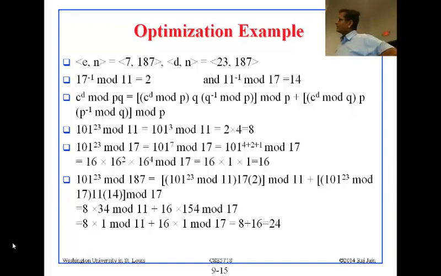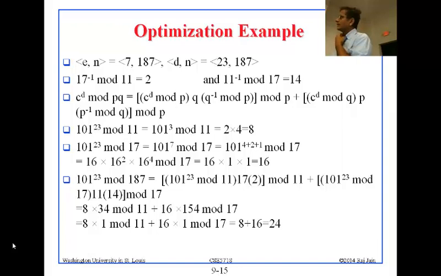Now that we calculated these two numbers, we can do the Chinese remainder theorem, which says mod 11, 17 times the inverse of 17, which is 2, whole thing mod 11, and then this is mod this and that. So you put that number, 8 times 34, and then 16 times 154. Basically, that is your 16 times, did I do it right? Well, let's see. This was 11 times 14, right? 11 times 14 is 154.